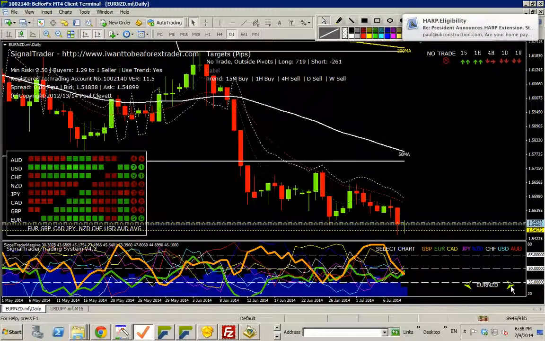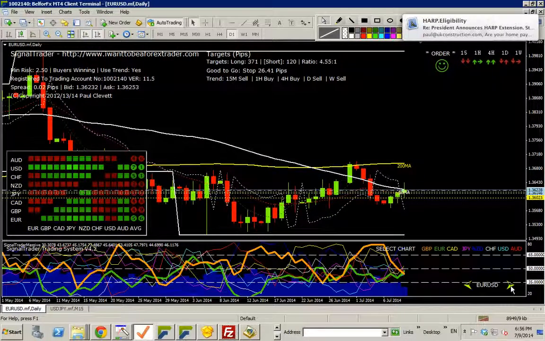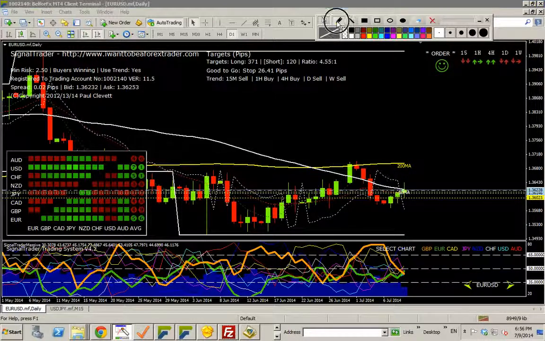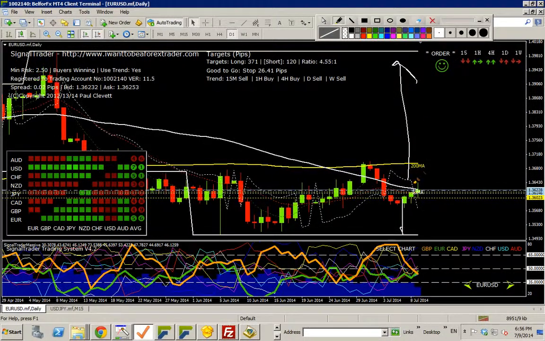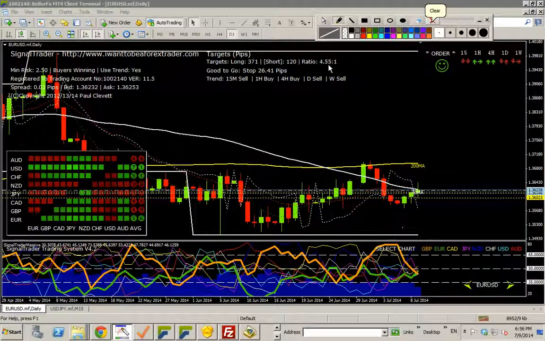Again looking for a short, but we could be turning into a long very shortly if it manages to retain its upper move. We're looking for a long from there to here, but at the moment there's a short there. It's at 120 pips target, 4.55 to 1.